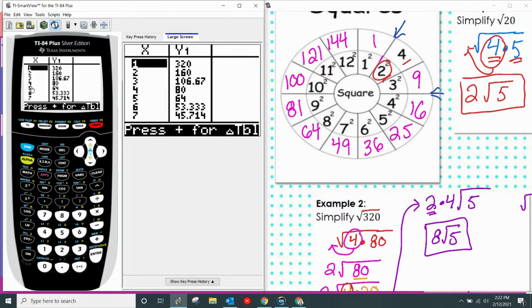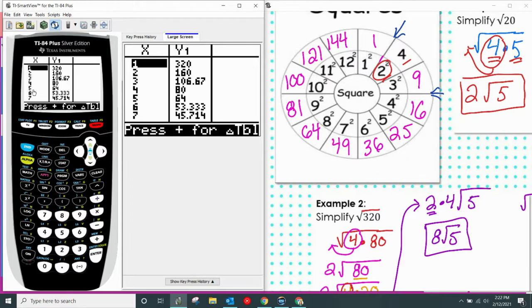5's not, but now what about 64? I can't use these because they have decimals. I can't use the 6, the 7, I don't use anything with a decimal. 64, is it on the outside of our wheel? Oh, yes, it is right here. So I can take the square root of 64.